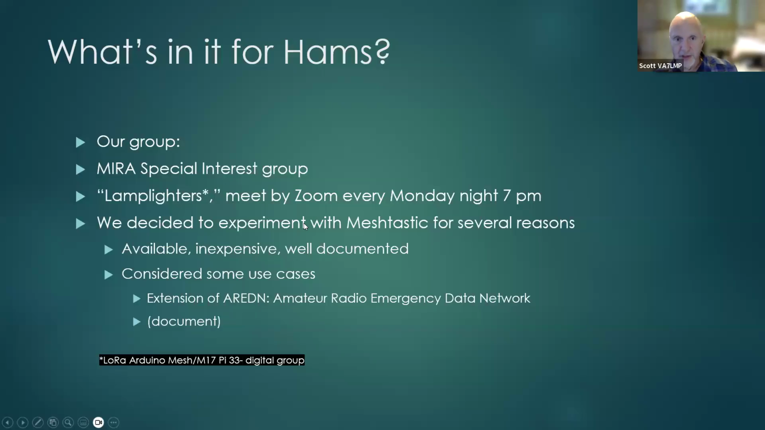We decided to experiment with Meshtastic initially for several reasons, mainly because it was available. It's inexpensive, it's well documented, and we considered some use cases. The main thing I pitched at the beginning, although it's expanded since then, is this could be an extension of ARDEN, the Amateur Radio Emergency Data Network. And I'm going to emphasize this again. I'm not here to talk about ARDEN. You'll get an opportunity to hear an expert or two talk about that. But basically, it's a standalone network. The internet goes down, you've got ARDEN because you've got robust RF links.